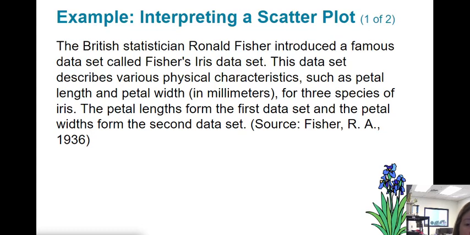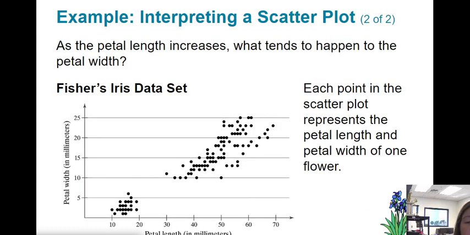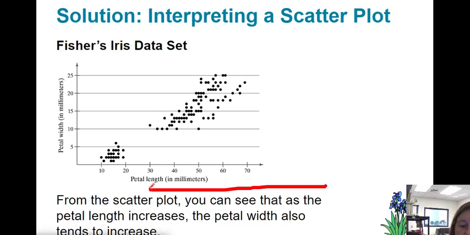Pause the video, read it yourself, and we're looking at this chart. I'm seeing that as petal length increases, the petal width also increases. So as you move to the right, as the x value increases, see what's going on with the y values. Please write this down as an analysis.